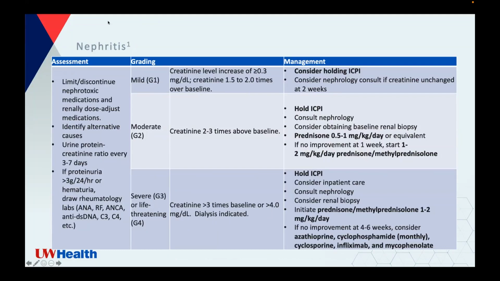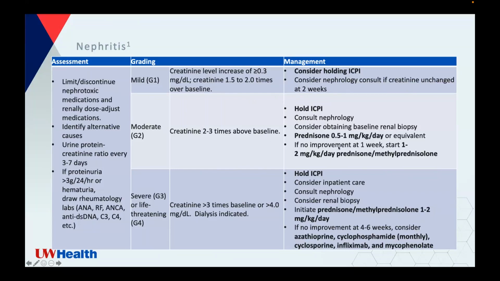So it's good to know. And then for more mild cases, if a patient presents with a mild AKI, we're looking at creatinine and how much that's increasing from their baseline. We can consider holding the ICPI, but we really want to do that investigation into what might be another cause for any of these severities before we're making too many changes. And then consider consulting nephrology if things don't improve after 2 weeks. For more moderate cases, so creatinine is 2 to 3 times above baseline, hold the ICPI, consult nephrology, and give lower dose prednisone, 0.5 to 1 mg per kg per day or equivalent.